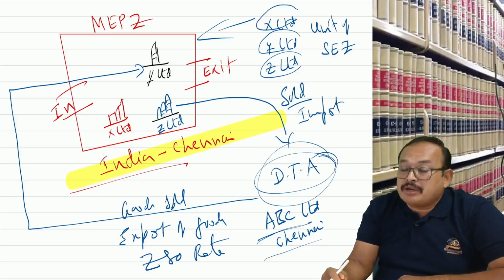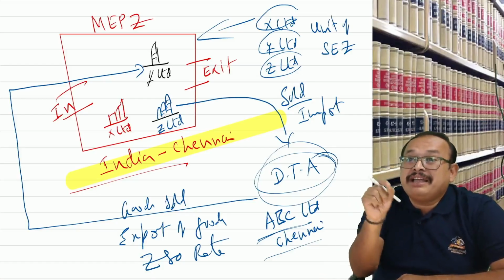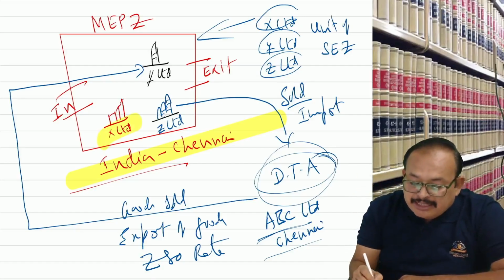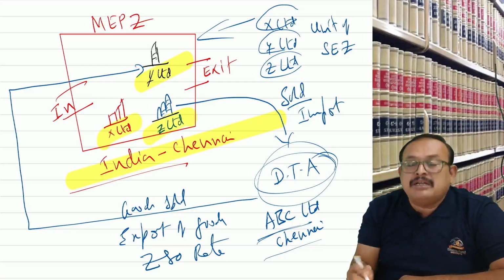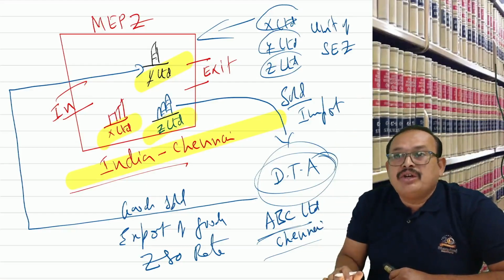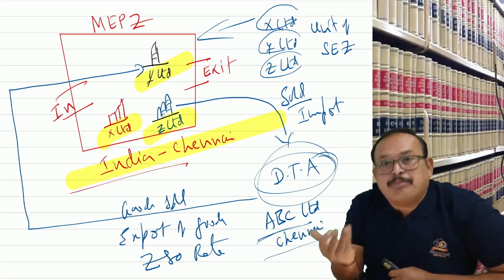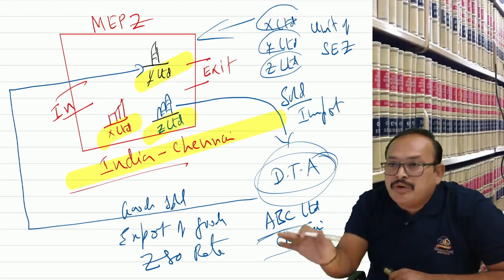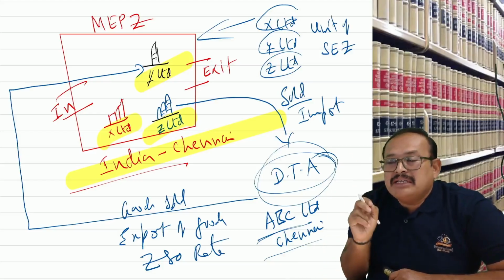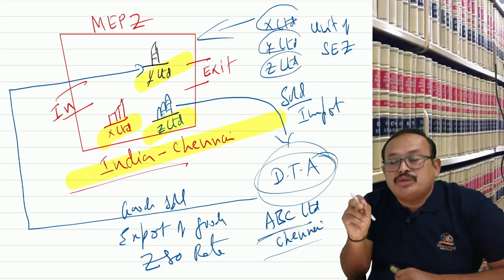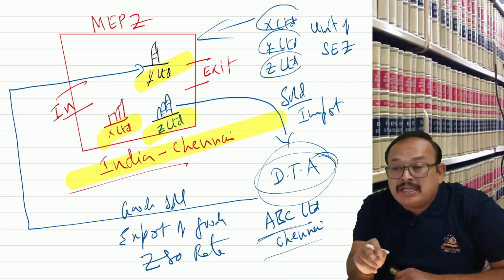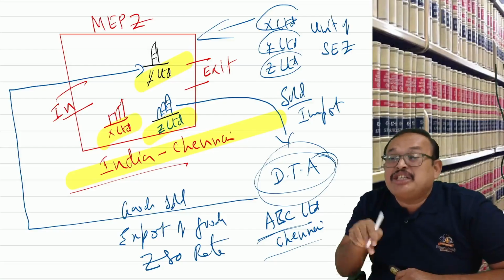Such units are called what? A special economic zone unit. So for such units, X Limited, Y Limited, Z Limited, if their turnover exceeded 5 crores, they are not required to issue e-invoice for their supplies. However, this exemption from issuing e-invoice is only for a special economic zone unit, not for a special economic zone developer.